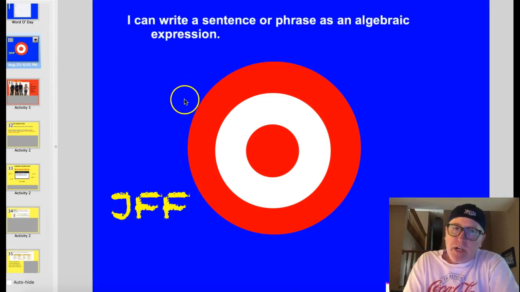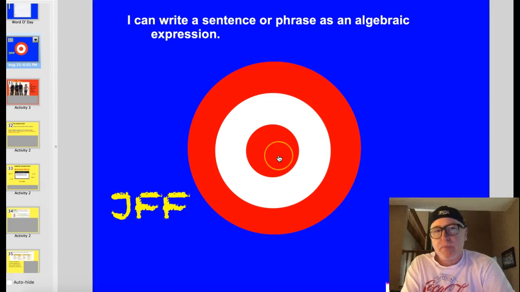All right, officially tonight our target is I can write a sentence or phrase as an algebraic expression. Let's do this thing.